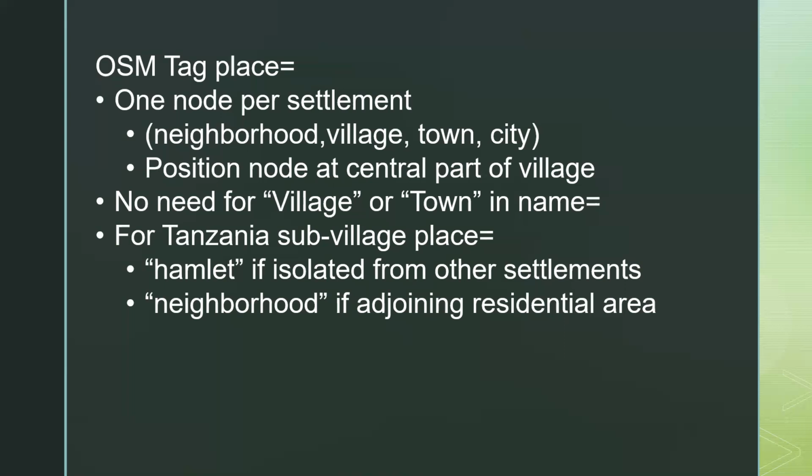In perhaps a large city like Dar or Dodoma or Mwanza, you could have place equals neighborhood. I'm not sure, it doesn't matter as much, but you could have suburb as another tag, or sometimes quarter is used. But it's best not to have multiple villages. It does have an official designation in OpenStreetMap.